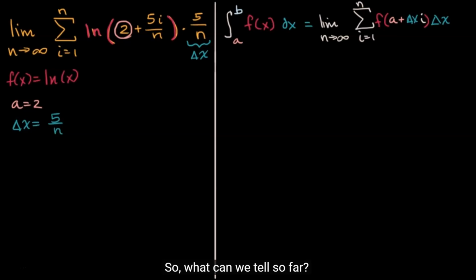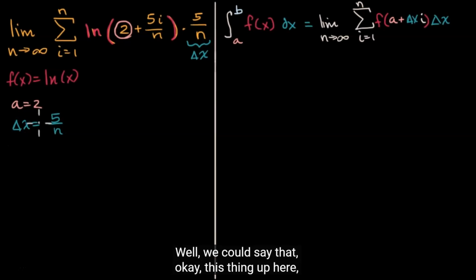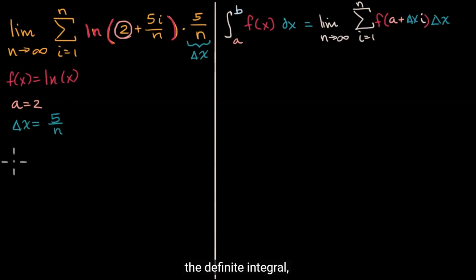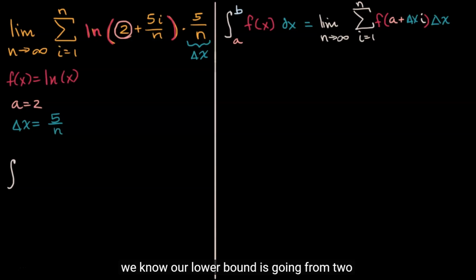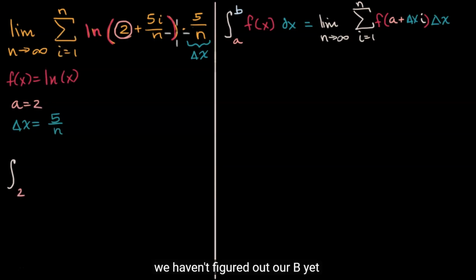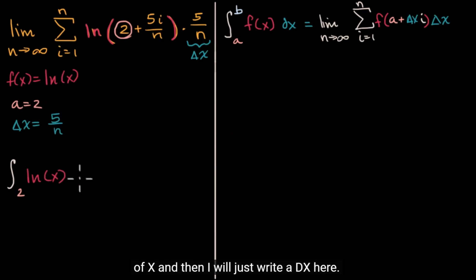So what can we tell so far? Well, we could say that this thing up here, the original thing, is going to be equal to the definite integral. We know our lower bound is going from 2 to, we haven't figured out our upper bound yet. We haven't figured out our b yet. But our function is the natural log of x. And then I will just write a dx here.